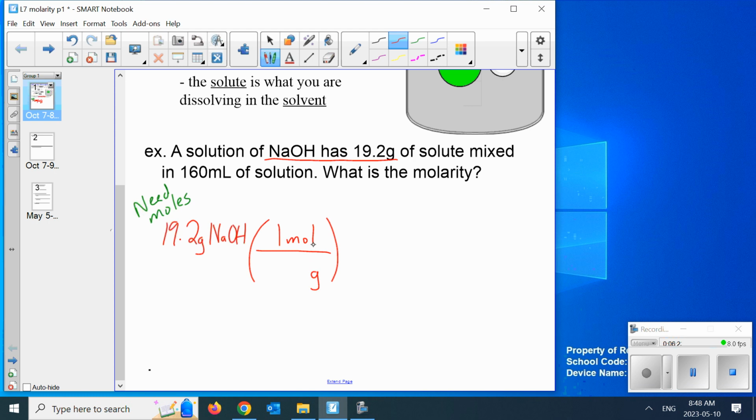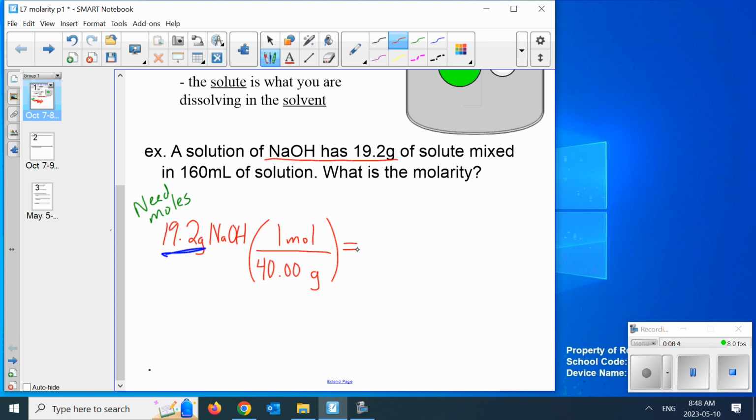So 22.99 plus the O, 16, plus the H, 1.01. Comes up to 40, but I'm going to put down decimal 00. That's how accurate I was measuring. 4 significant digits. I only have 3 significant digits in here, so when I calculate it, I'll keep 3.